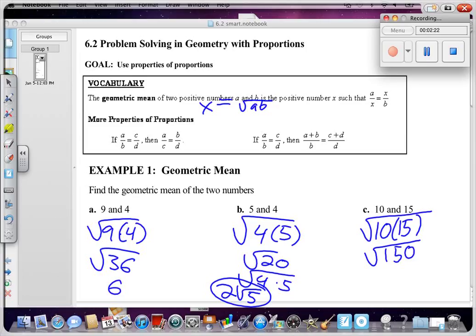Therefore, you can leave it as the square root of 150, or you could find the approximate answer, which is 12.25. Okay? But if I told you to show the exact answer, you'd have to do the square root of 150. If I say you can show the approximate, it's approximately 12.25.